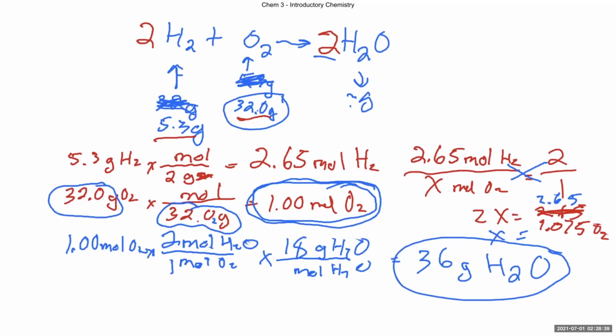And then for the other one, where it says 5.3 grams, where does he get that 2 grams per mole for hydrogen? Every hydrogen is 1. Look at the periodic table. So H2 is 2 grams per mole. So this comes from the periodic table. Oxygen as O2 is 16 times 2. Hydrogen is 1 times 2.